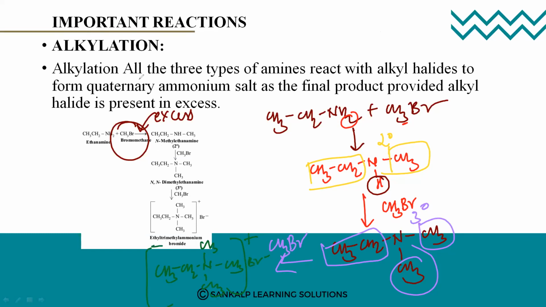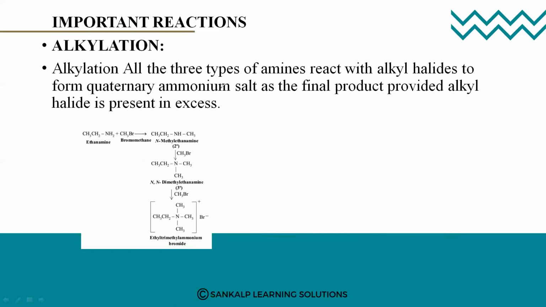So this is the alkylation wherein we are doing all three types. If you treat it with a small amount of alkyl halide, then only primary is obtained. If the alkyl halide is more, then secondary. If it is in excess, then tertiary and quaternary are obtained. Based upon the amount of alkyl halide, all types of amines are obtained here.